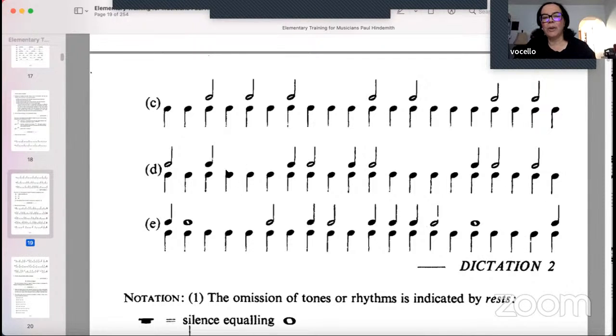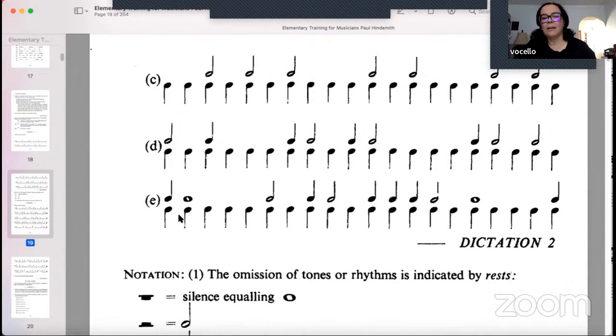So here you have 3 rests, 1, 2, 3, because one quarter note is equal to one quarter note. So when you come, so ta, ta, rest, rest, rest, okay? Letter E. Ta, ta, ta, ta, ta, ta, ta, ta, ta, ta, ta.